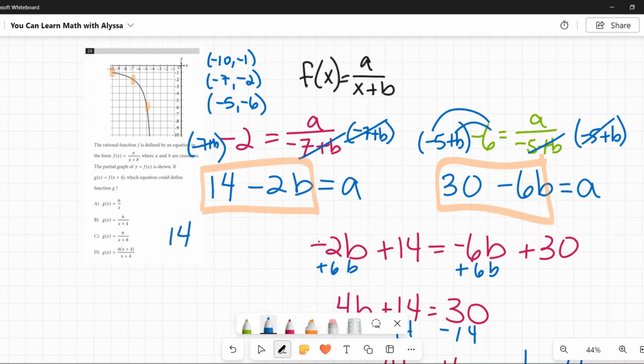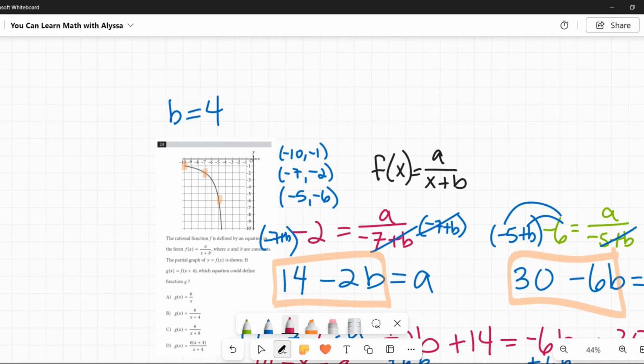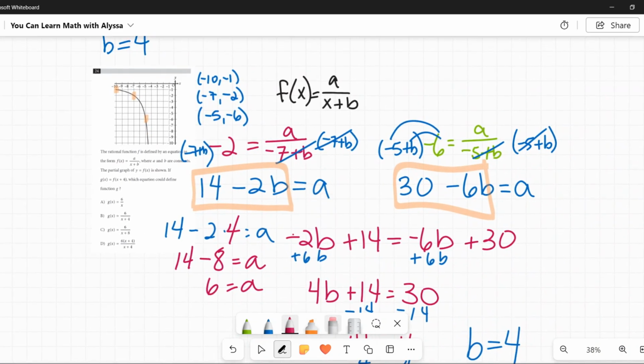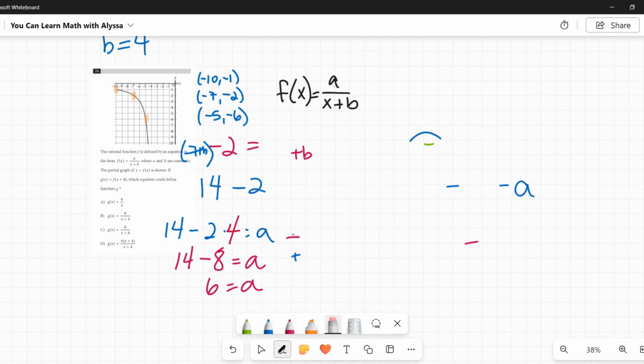So 14 minus 2 times b equals a. I now know that b is 4. 14 minus 2 times 4 is 8 equals a. 14 minus 8 is 6. A is 6. Yay! All right, now I know a is 6 and b is 4. Okay, I am going to erase all this. I hope everyone got what they needed from that, because we are going to need this space.